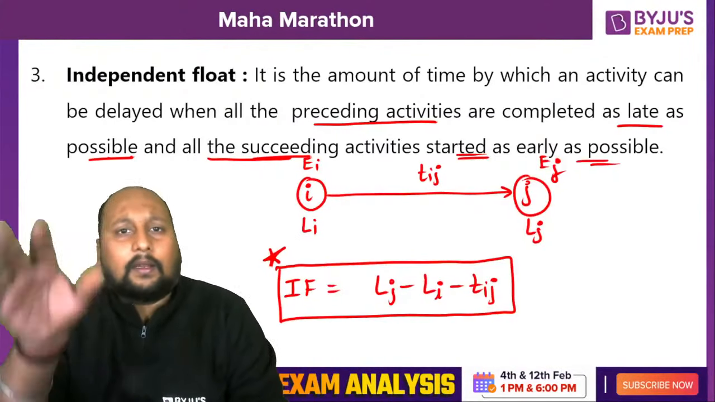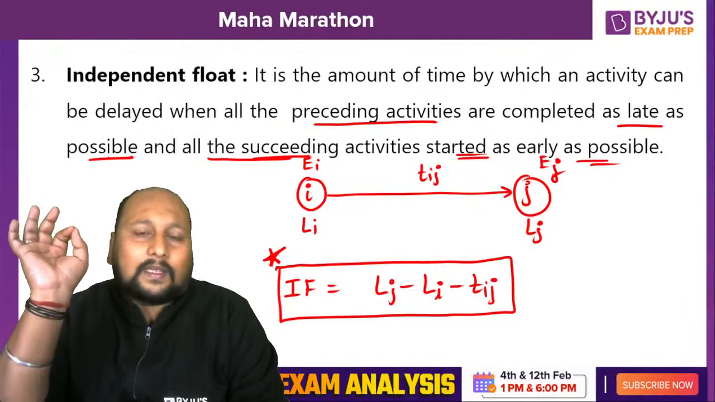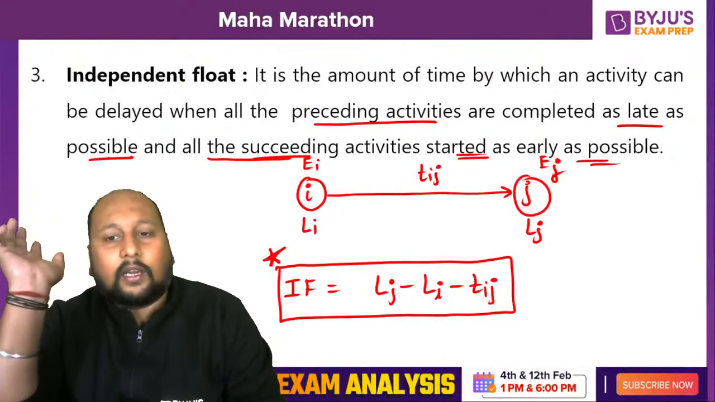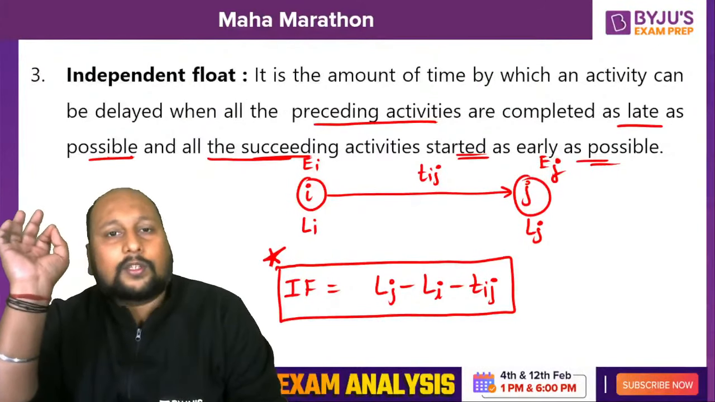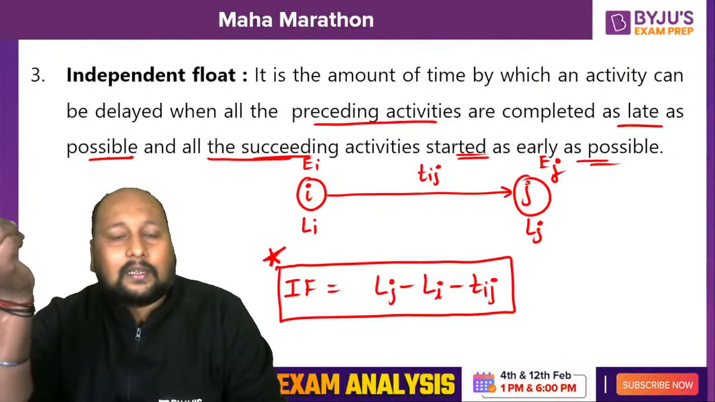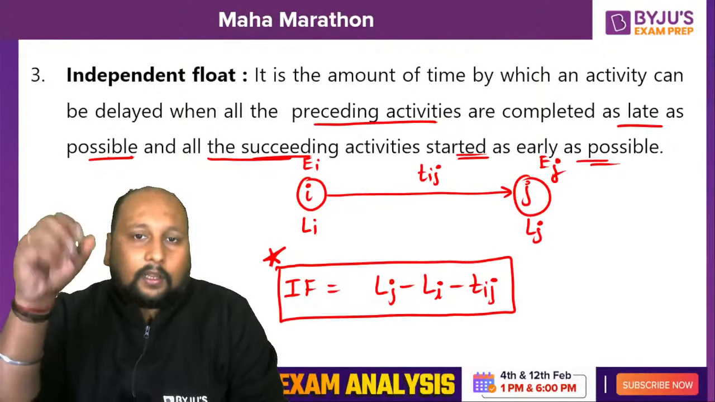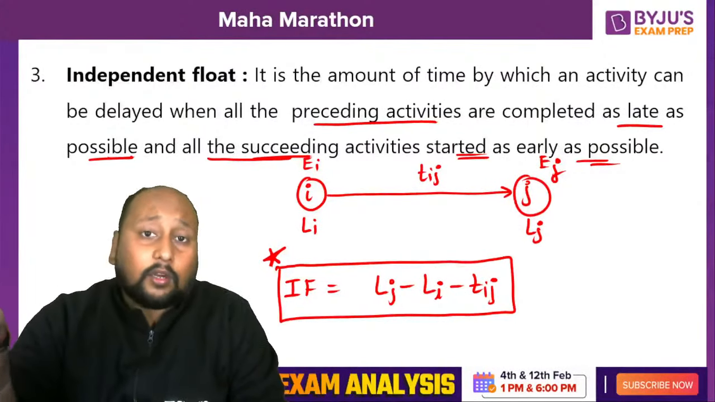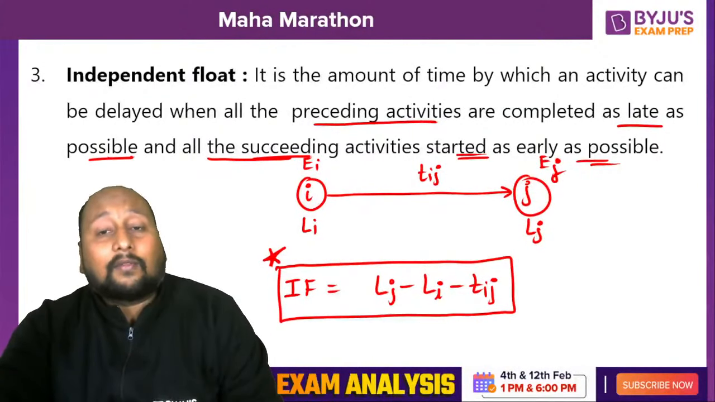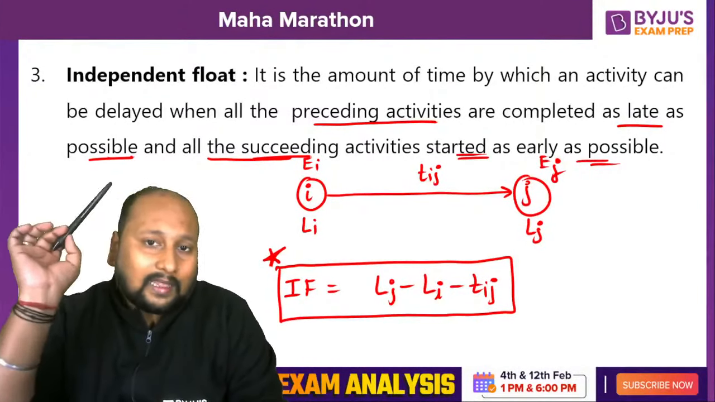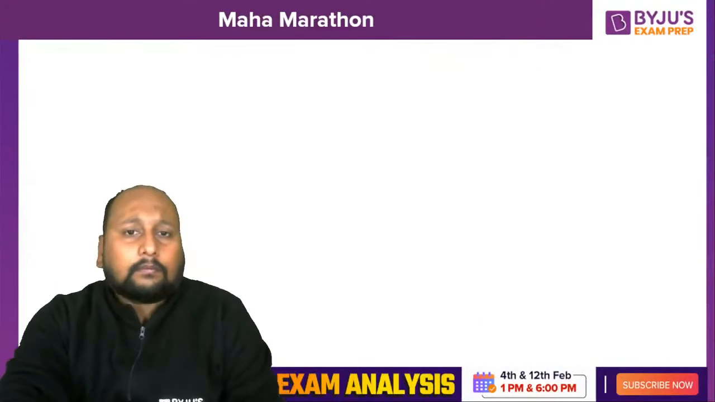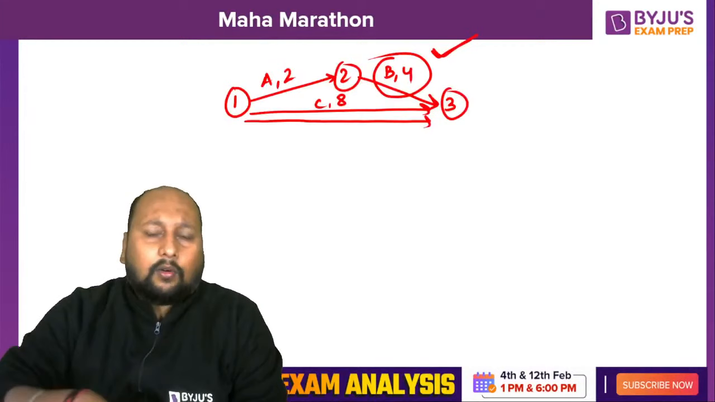It's quite simple. From a very basic understanding, there's a relation between free float and independent float. If I subtract the head event slack from the total float, we'll be getting the free float. If I subtract the tail event slack from the free float, we'll be getting the independent float. And that is basically the understanding of the independent float. Okay, now let us talk about the crashing method.